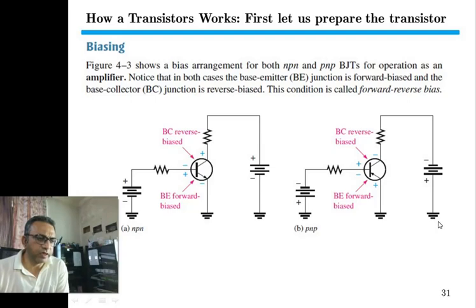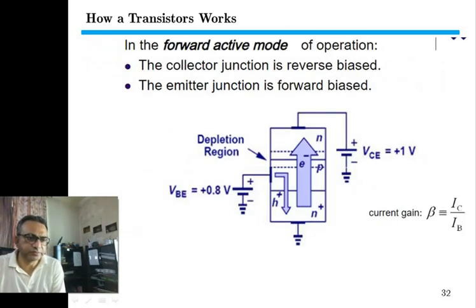Only if we forward bias the base emitter and reverse bias the base collector, only then will the transistor work. We must keep this in mind. So next we come to the second slide.